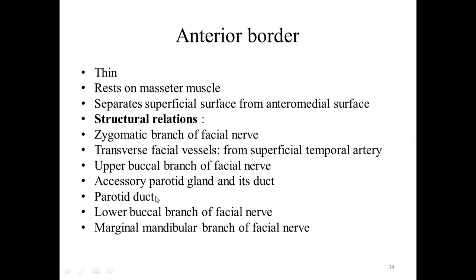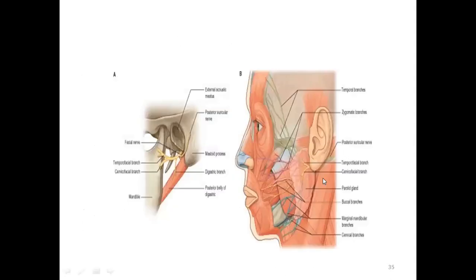I repeat, during dissection also, we'll trace the parotid duct. Just above it, we can find the upper buccal branch of facial nerve. Immediately below it, we can find the lower buccal branch of facial nerve, and along with that, the marginal mandibular branch of facial nerve. Here we can get all these structures: the parotid duct, upper buccal branch, lower buccal branch, then the marginal mandibular branch, zygomatic branch, and the temporal branch.